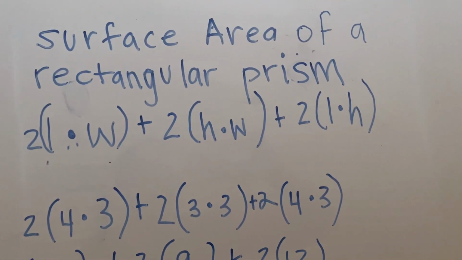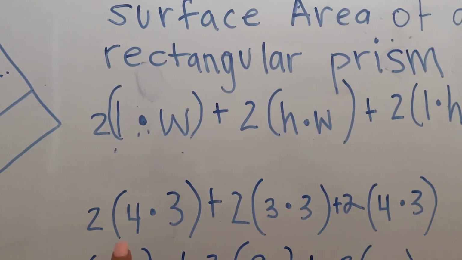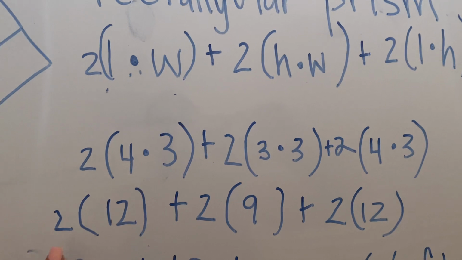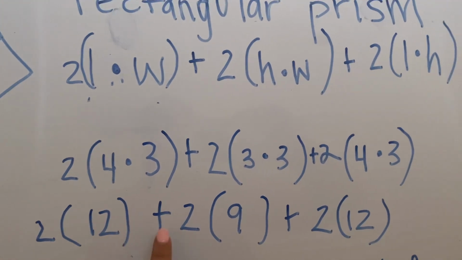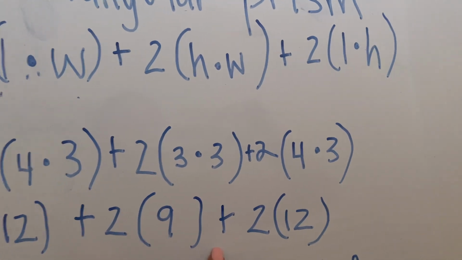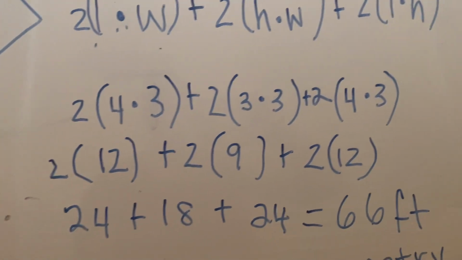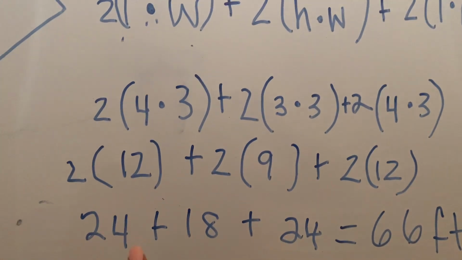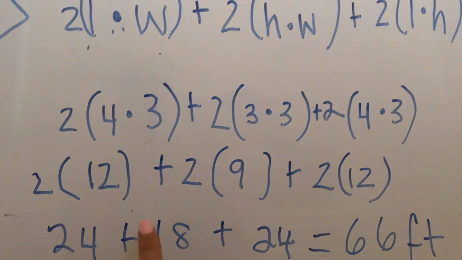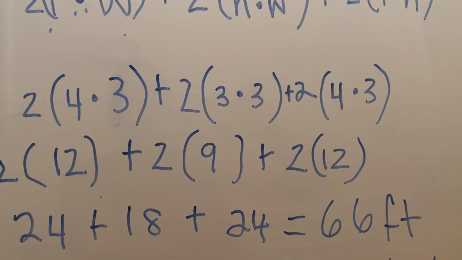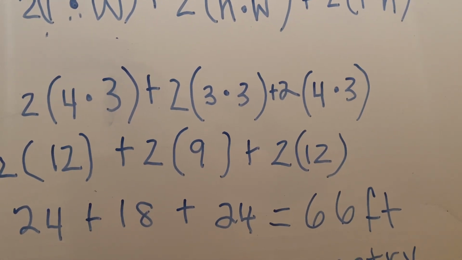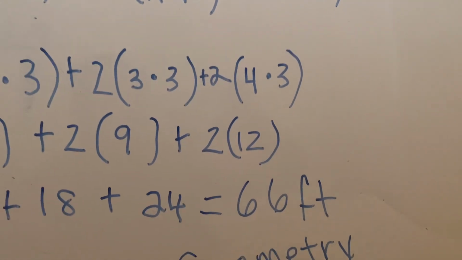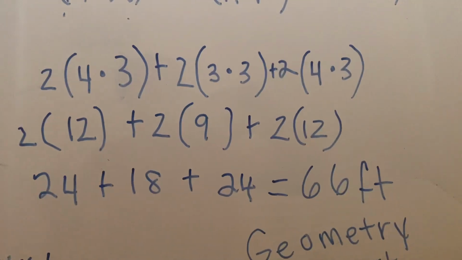So, to do the order of operations, the first thing we need to do is work on these numbers in the parentheses. And here you'll see we've done that. So it'll be 2 times 12 plus 2 times 9 plus 2 times 12. And then once we figure that out, we can do the addition. So 2 times 12 is 24, and 2 times 9 is 18, and 2 times 12 again is 24. When you add this all together, it comes to 66, and in this case, we're using feet. So that's all well and great.